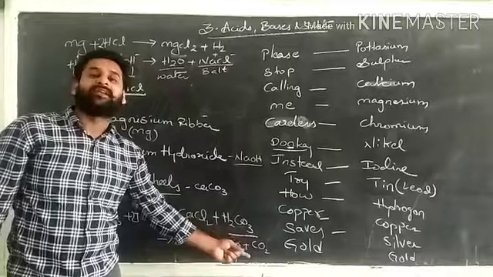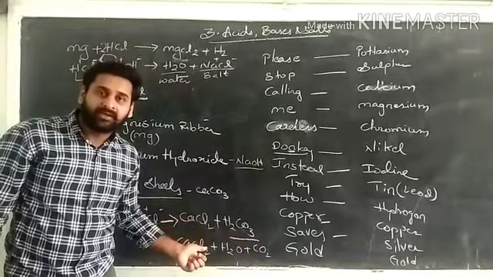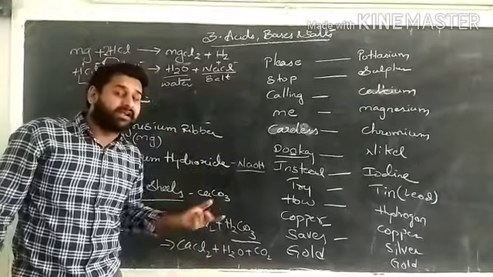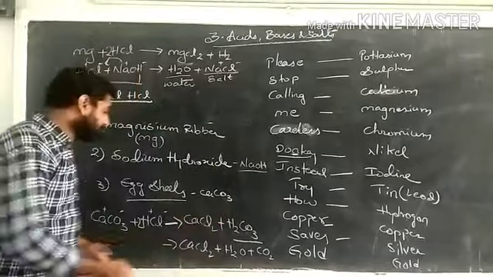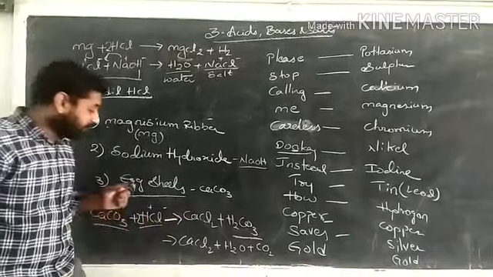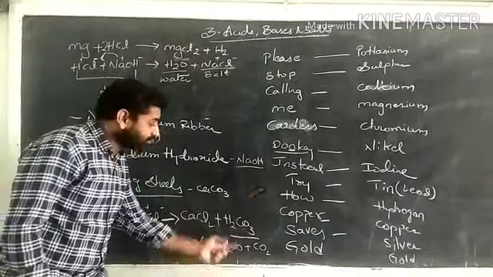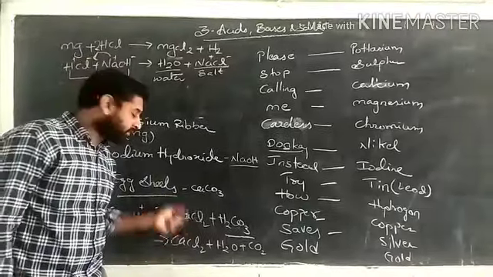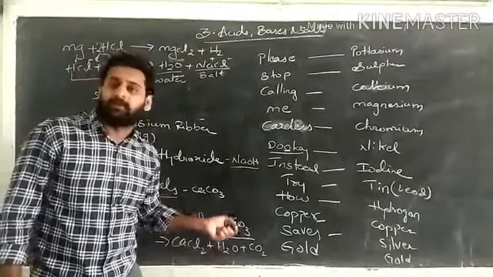Solid, liquid and gas. Simply, can I call it matter? Yes. Matter consists of solids, liquids and gases. We already learned about this in the 9th chapter. Simple equation. So CaCO3 reacts with hydrochloric acid and forms CaCl2 plus H2O plus CO2. So the equation takes place to form one chemical from another.